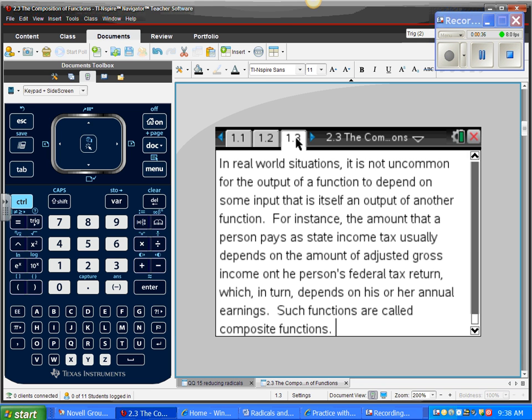In real world situations, it's not uncommon for the output of a function to depend on some input that is itself an output of another function. An example is that the amount a person pays in state income tax usually depends on the amount of adjusted gross income on the person's federal tax return, which in turn depends on his or her annual earnings. These functions are called composite functions. It's basically when you're taking two separate things and putting them together to create something new.